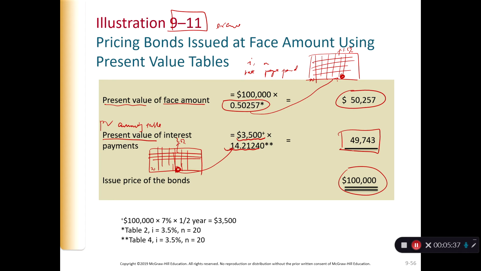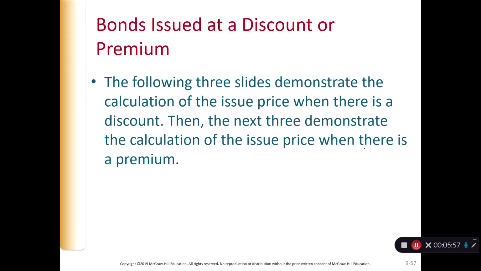In other words, if you are borrowing $50,000 from a bank at 7% annually, with payments of 7% a year, then at the end of the loan you are paying $49,743 of interest. Okay. And the bond issued at a discount or premium.